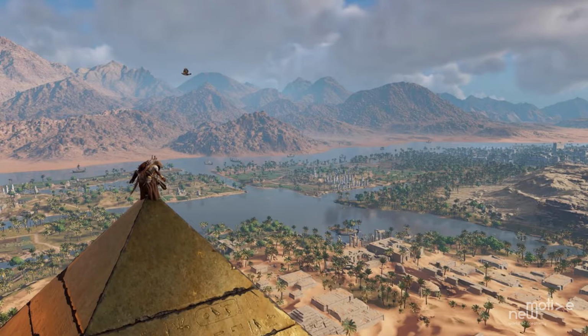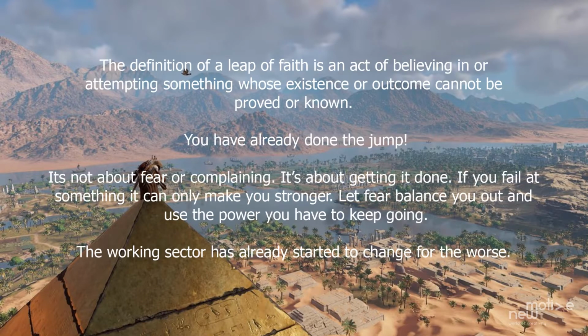So what I want to discuss with you is just the definition of that leap of faith. It's basically a belief or an attempting something whose existence or outcome cannot be proved or known. So again, it's kind of like just waiting at this dark lake. You're just in the middle of darkness. Darkness is a good thing, by the way. Don't ever say it's a bad thing, but it exercises your mind in how to start seeing from what the Egyptians would call your third eye.